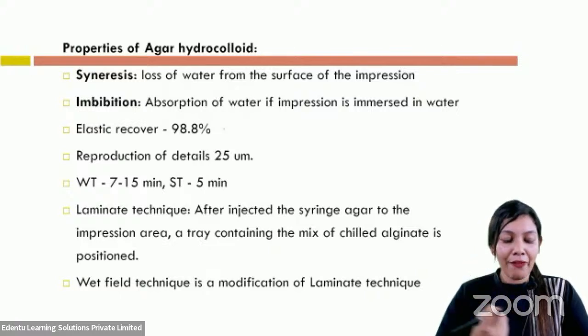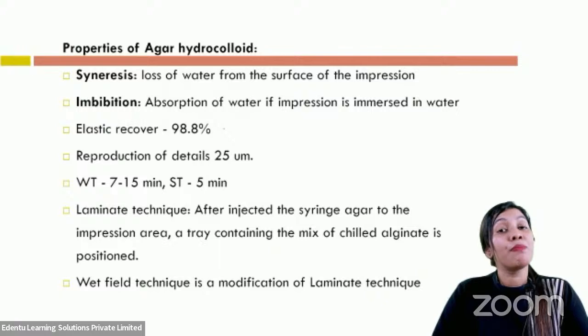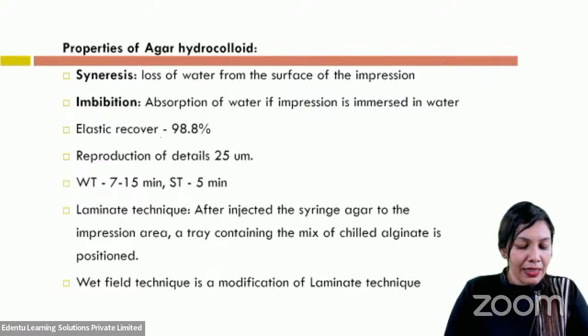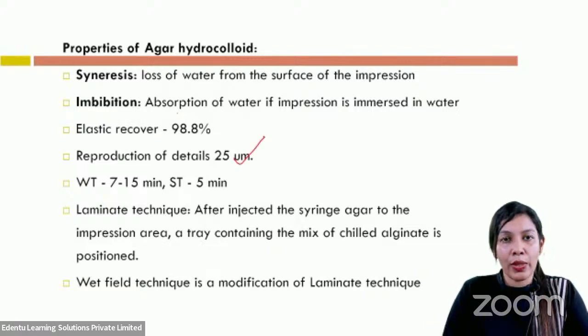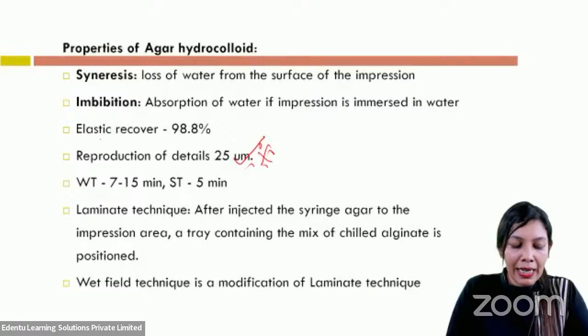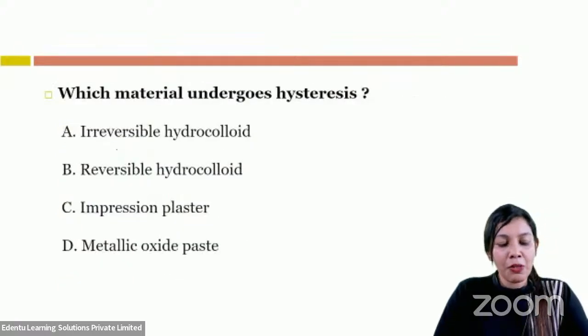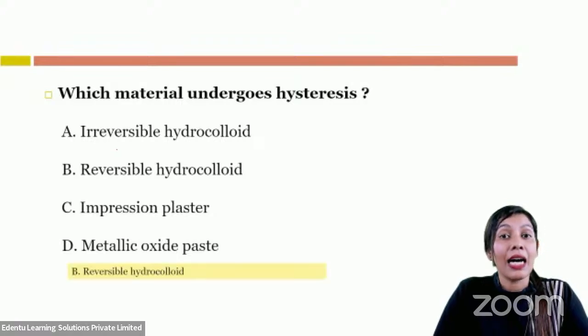Imbibition means they have a property to absorb water. So these two important properties are seen in agar. Again, the reproduction of the details is 25 micrometer. This is one of the questions asked for agar. Working time is 7 to 50. Setting time is 5 minutes. Which material undergoes hysteresis? Now we know it is the reversible hydrocolloid, that is agar.